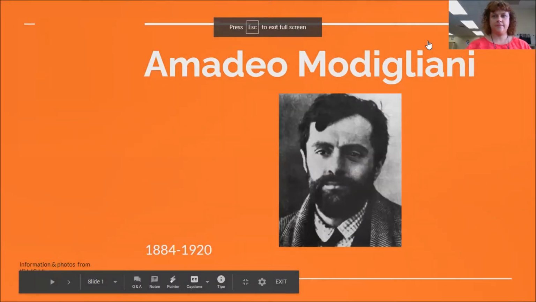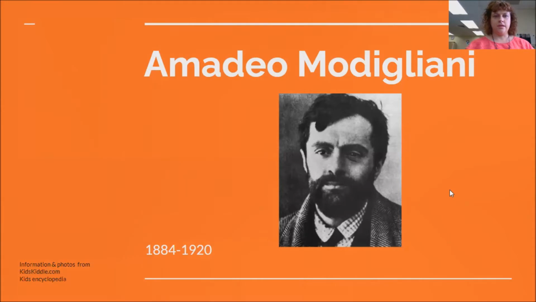Here we go. This is a photo here. You see Amedeo Modigliani, born in 1884, and he died in 1920. He was only 35 years old when he passed. And that is because he contracted tubercular meningitis in Paris, and that's where he passed away. So let's take a look at some of his artwork here.